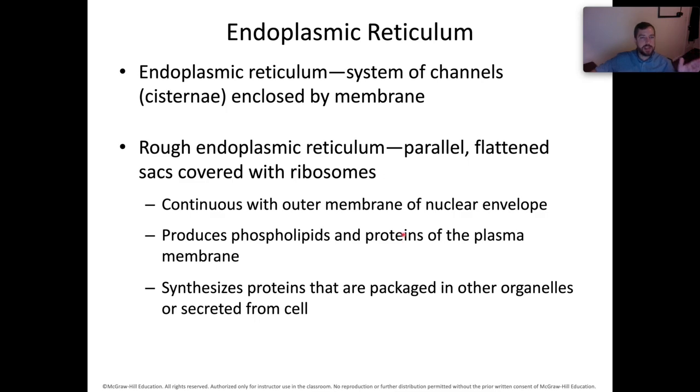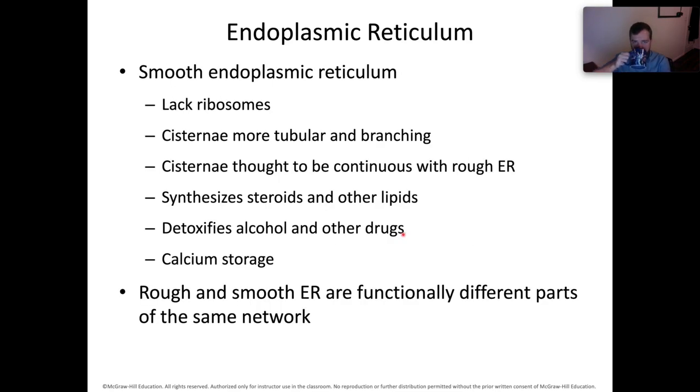So remember, we go DNA, mRNA, protein. This is where the mRNA will be made into protein. It's continuous with the outer membrane because you want to be real close, right? mRNAs are very fragile, so that's why we want to be close here. It produces phospholipids and proteins of the plasma membrane, and it synthesizes proteins that are packaged in other organelles or secreted from the cell.